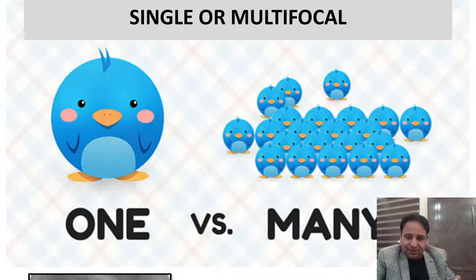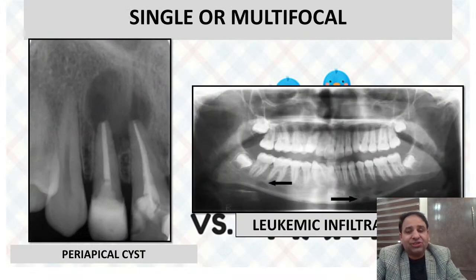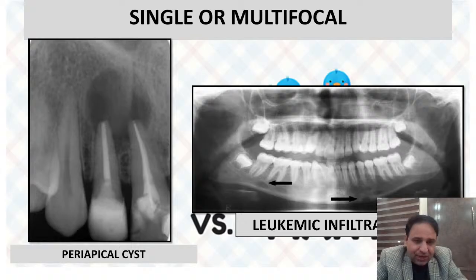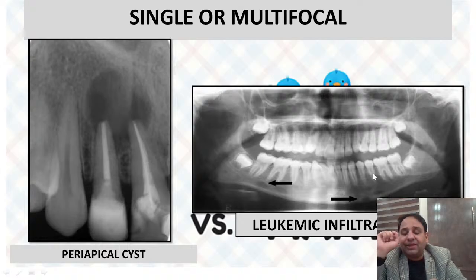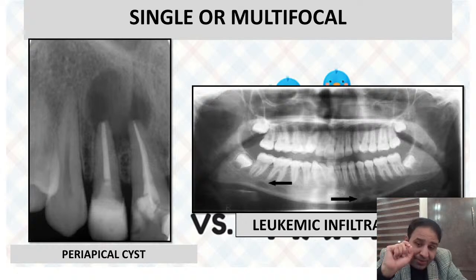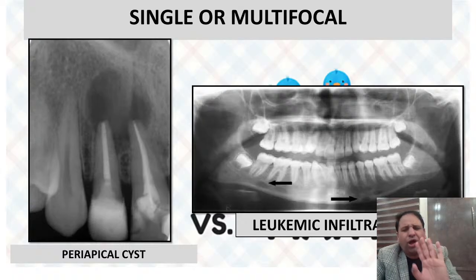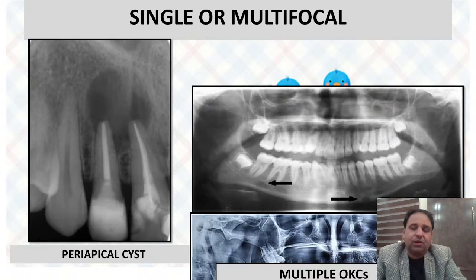Further, there are lesions which are single, and lesions which are multifocal. Periapical cyst is usually single, but leukemic infiltrates are multifocal. Sometimes in an OPG you may notice multiple radiolucent infiltrates. If you see such multiple radiolucent infiltrates, consider the presence of leukemia. Leukemic infiltrates sometimes appear as multifocal radiolucencies in an OPG, right? However, they are very uncommon, so I am not wasting much time on this.